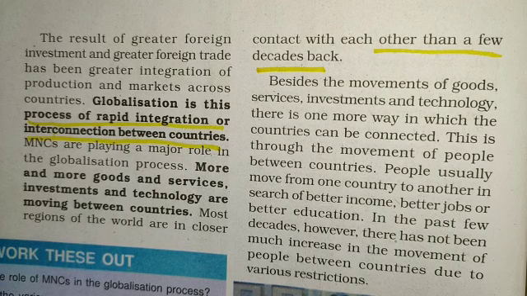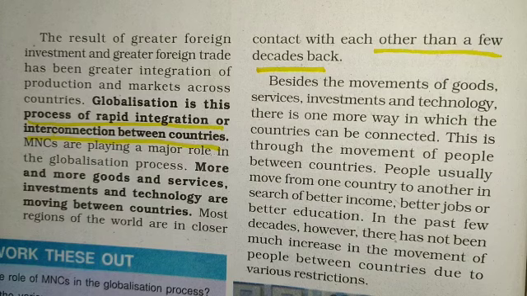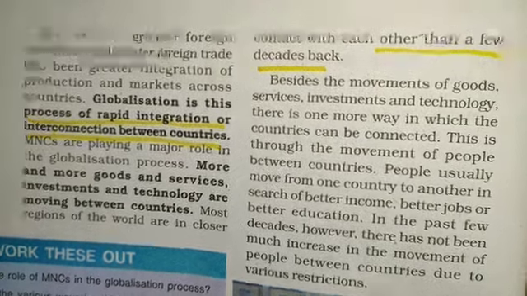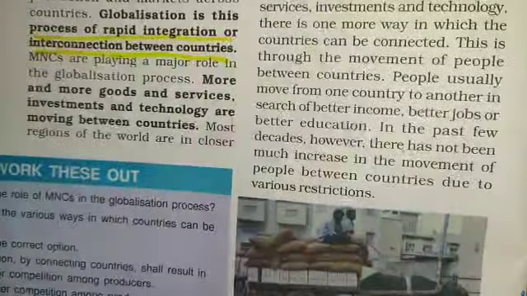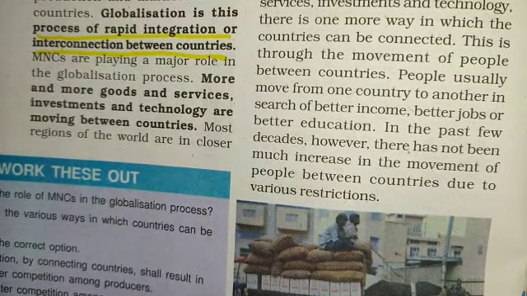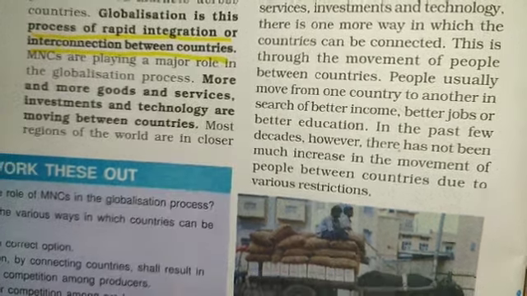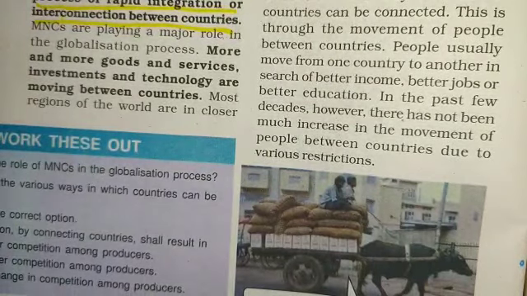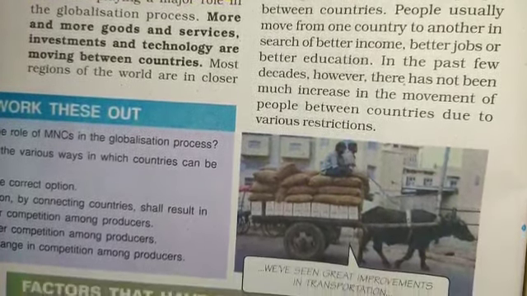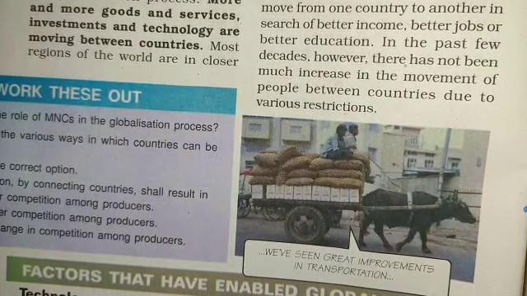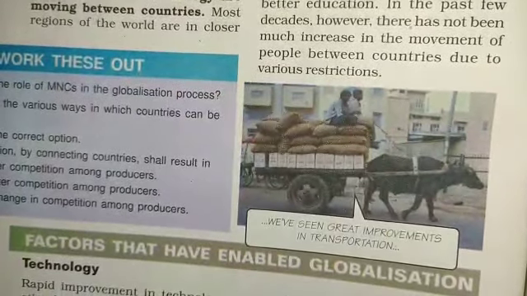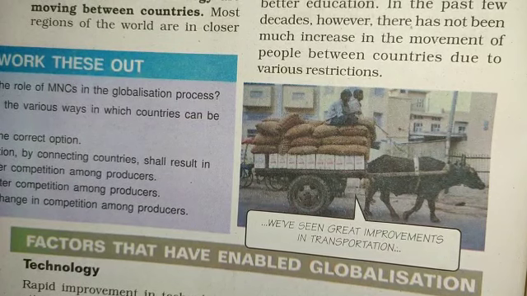Besides the movement of goods, services, investment and technology, there is one more way in which countries can be connected. This is through the movement of people between countries. People usually move from one country to another in search of better income, better jobs or better education. In the first few decades, however, there was not much increase in the movement of people between countries due to various restrictions. See here, we have seen great improvements in transportation. What are you seeing here? This one is different from the earlier transportation.